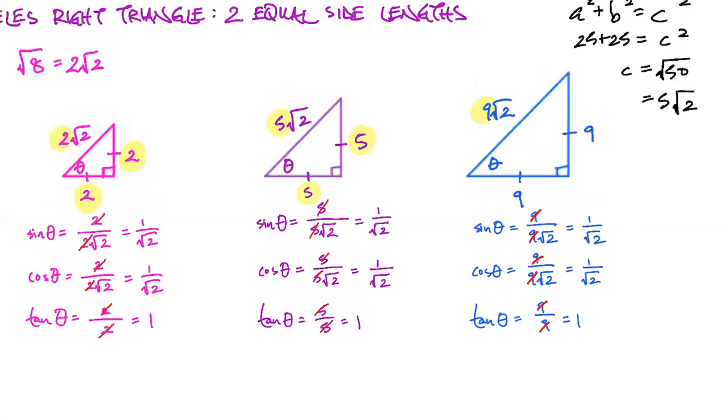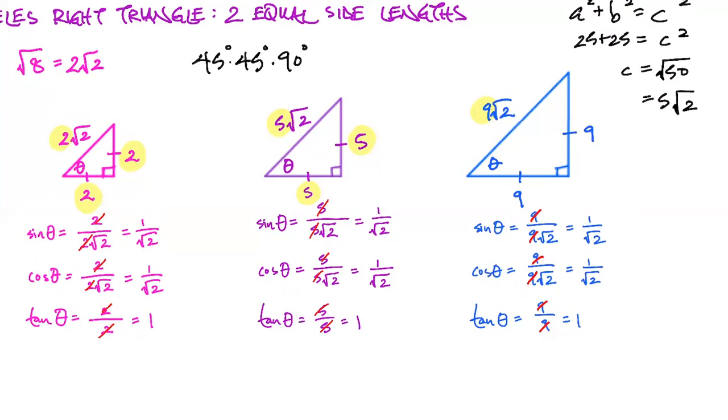And so I think a lot of us had learned at some point that there's sort of these special right triangles, 45, 45, 90, okay? And when we think about these triangles, we know that all the angles are the same, right? Like the pink theta is 45 degrees. The purple theta is 45 degrees. The blue theta is 45 degrees, okay?